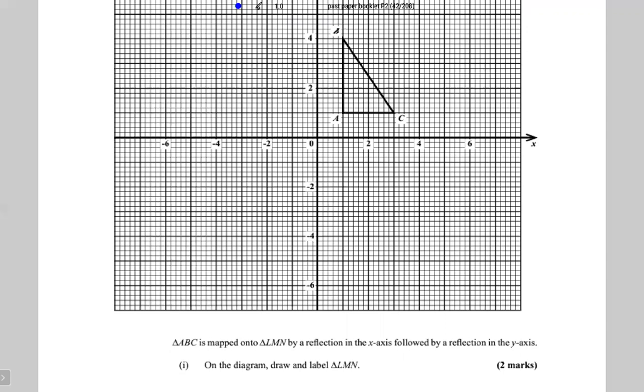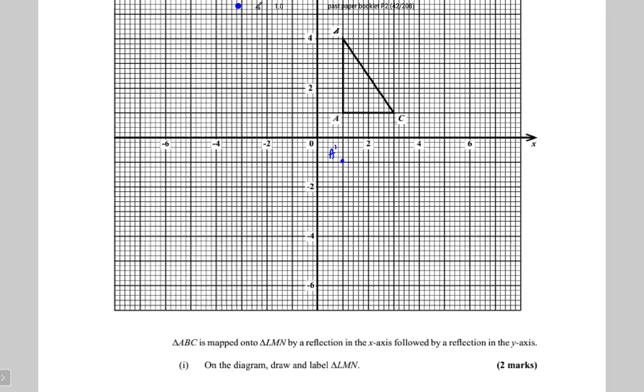So we have to reflect first in the x-axis and then reflect in the y-axis. If we reflect in the x-axis, the x-axis being a mirror line, now in a reflection, the object and the image are the same distance from the mirror line on either side of the mirror line. So if A is here, it's 1 unit above, A prime would be 1 unit below the mirror line. So this would be A prime, which is the image of A.